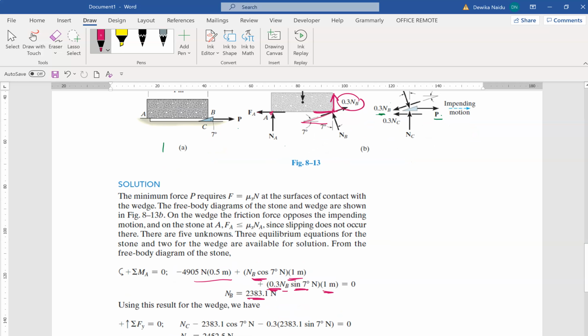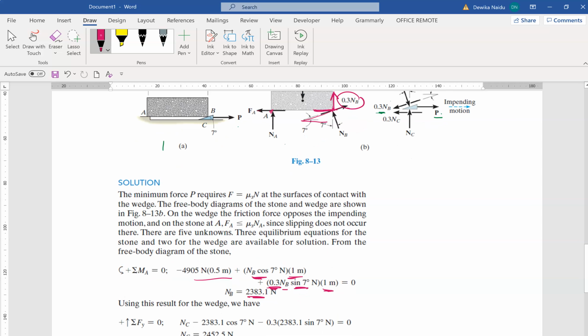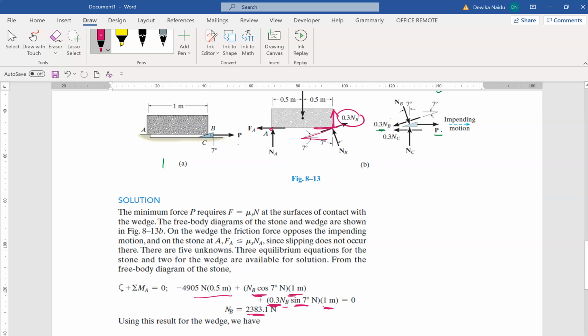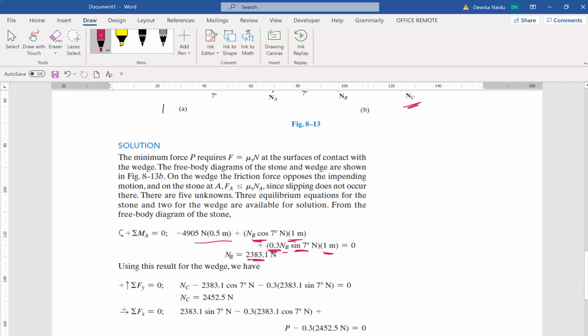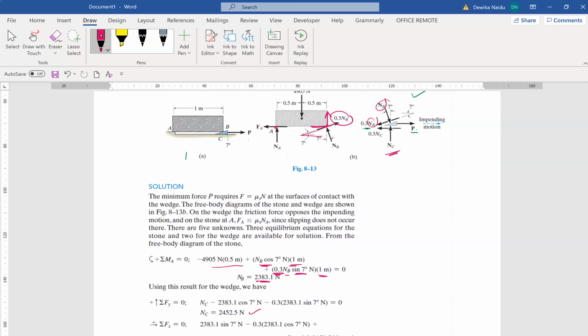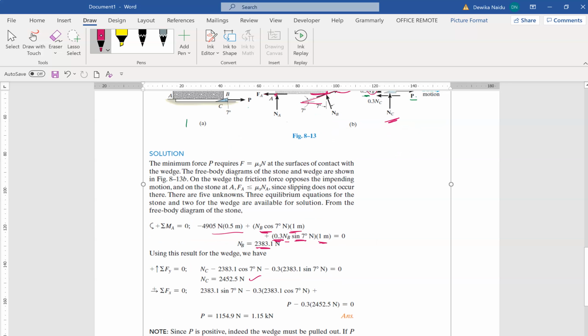Once you have solved for your NB, there are a lot of things that you can solve. You can use your wedge itself, because you've got your NB, to find the NC. You can use Fy equals to 0. This is a bit straightforward. Then once you have your NB and NC, you can find the P value. Let's look at the working for the P value. Use Fx equals to 0, so you can find the P value.